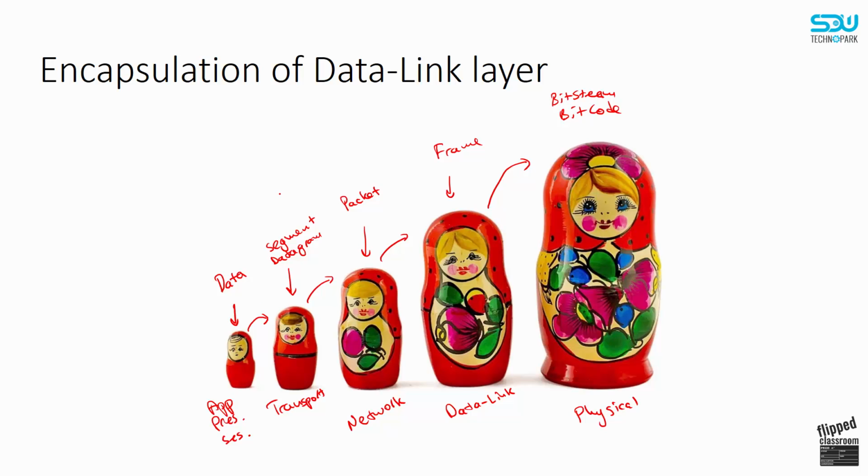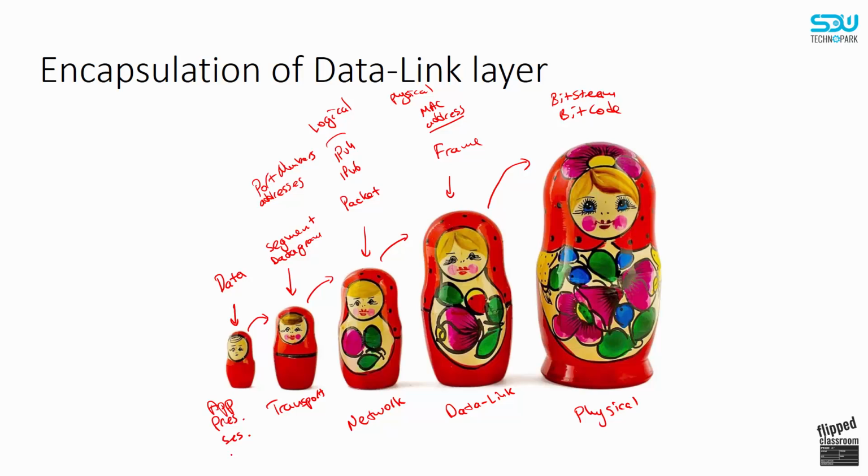In the segment we have a type of addressing which is called the port addresses or the port numbers. In the packet we had an explanation of IP version 4 and IP version 6 addresses. And in the frame, in the data link layer, the addressing is the MAC address. And MAC address is actually the physical address. And IP address can be called the logical address.